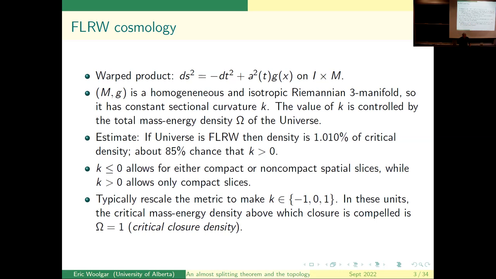And typically, we rescale the sectional curvatures. You measure it in, God knows, inverse megaparsecs or something, but we rescale to be -1, 0, or +1. And in these units, the total mass energy density being +1 will be the critical closure density. If you're above that, which we appear to be, then you're necessarily closed. If you're below it, you could be closed, but you don't have to be.